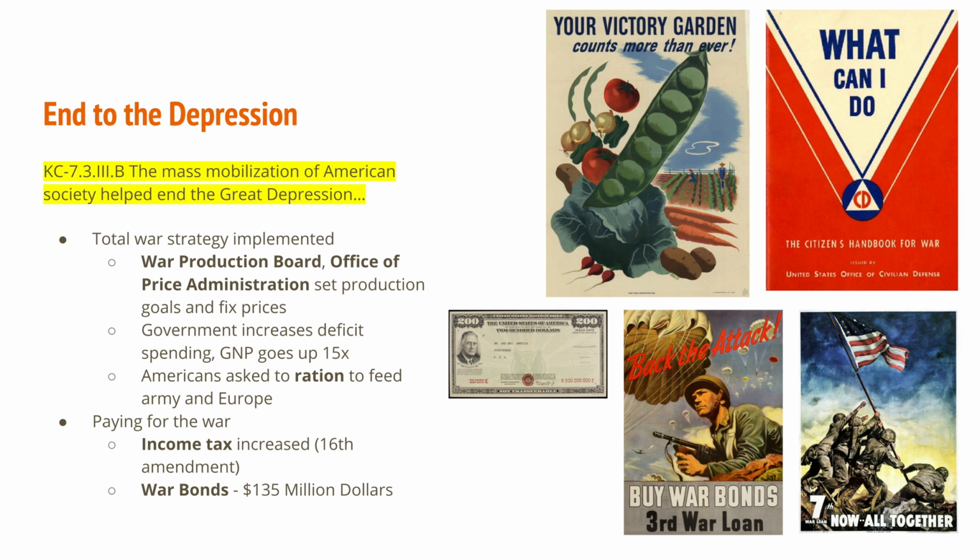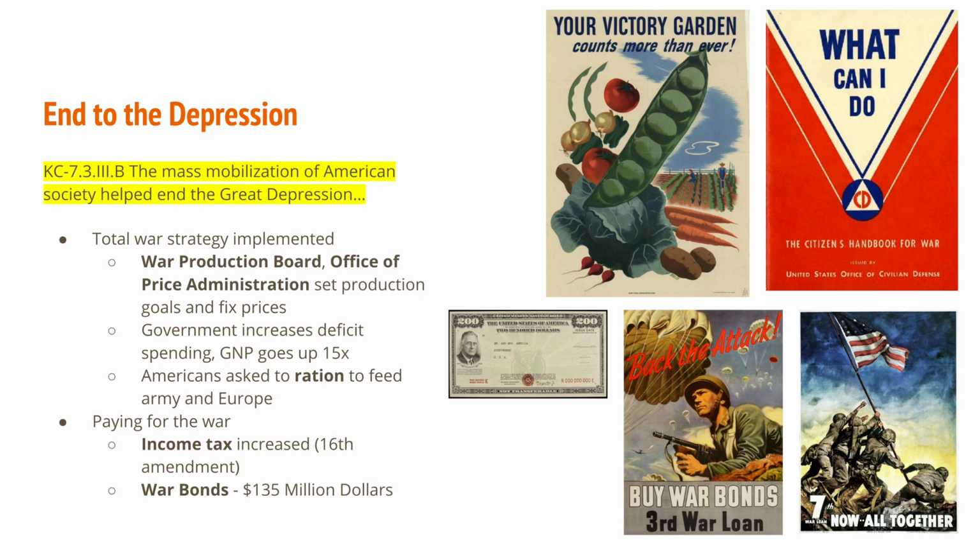The government is going to use deficit spending to pay for all of the things that are going towards the war. And the deficit is going to go way up, even more compared to what was going on during the Great Depression when the New Deal was using deficit spending to try and spend their way out of the Depression. The GNP is going to go up 15 times, and by the end of the war, the United States is going to be the most prosperous nation in the world.